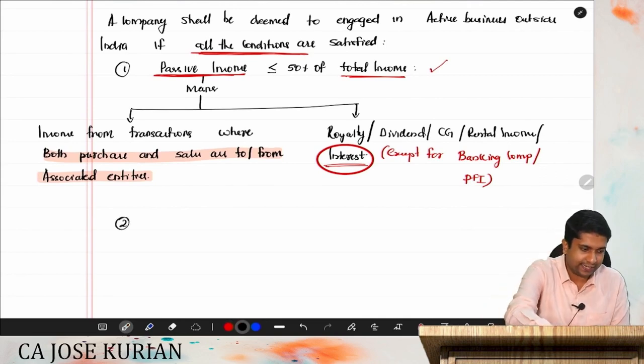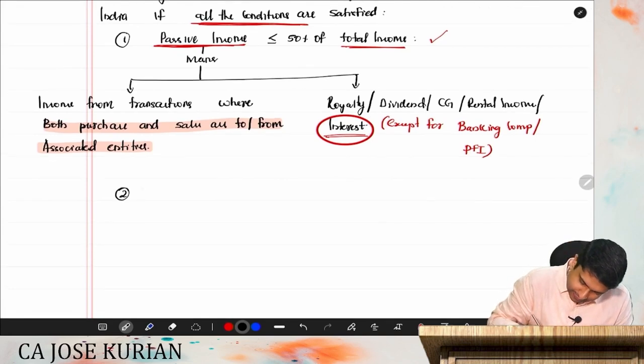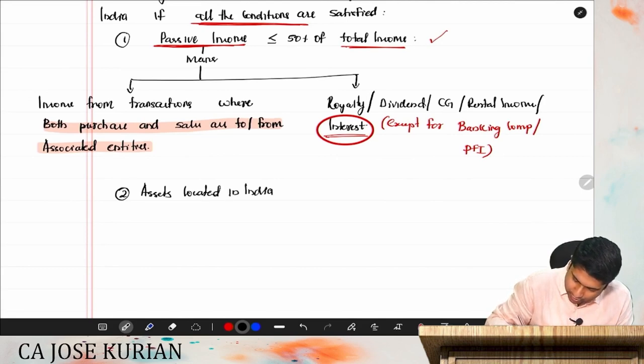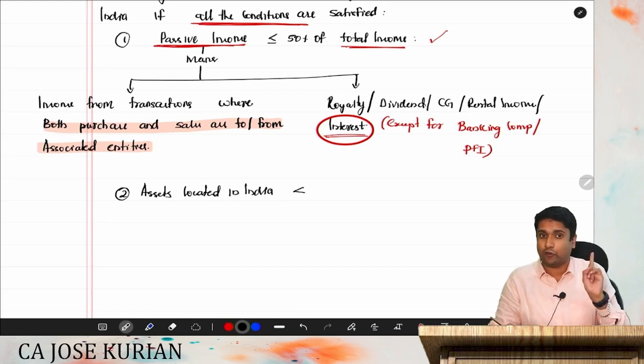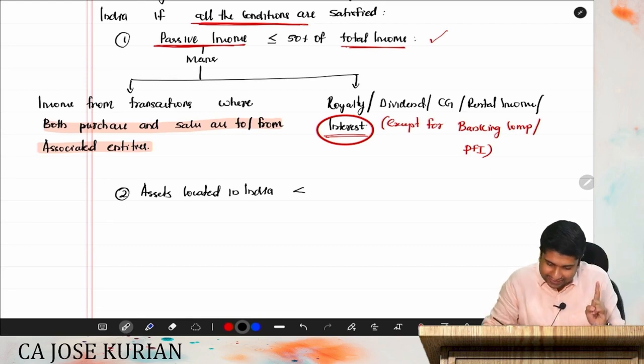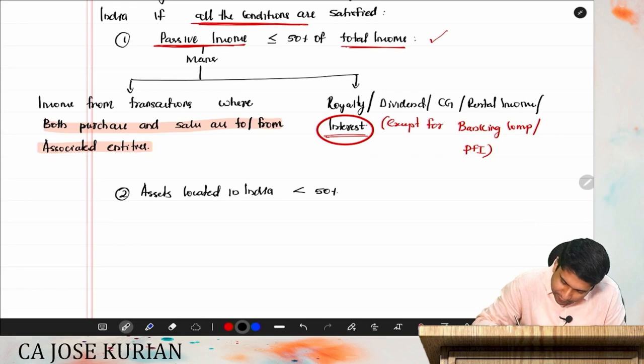Condition number two says the company's assets located in India should be less than, there is no equal to for condition number two, it should be less than 50% of total assets of the company.